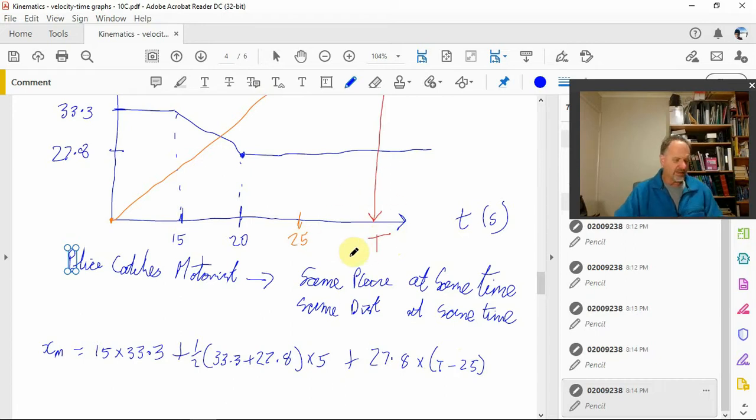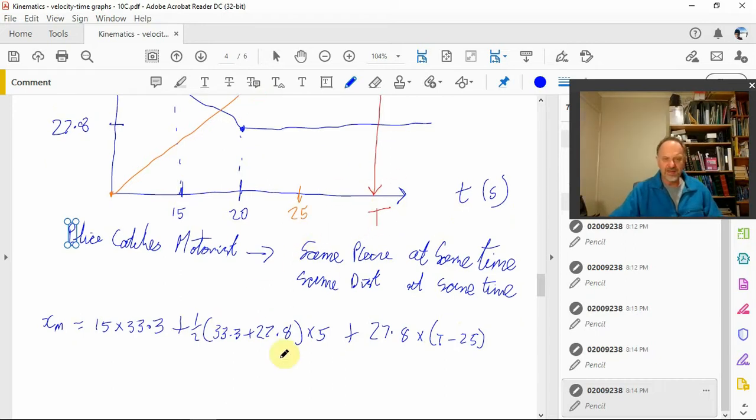If you multiply those out, expand, collect your like terms, etc., because I've prepared one earlier for the motorist, you get 27.8T plus 96.25.